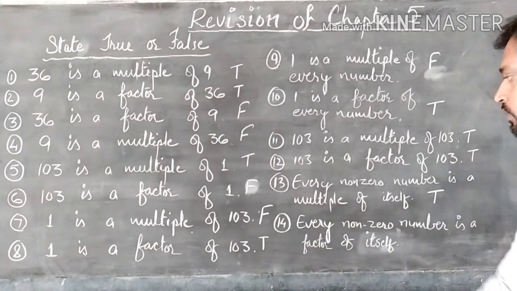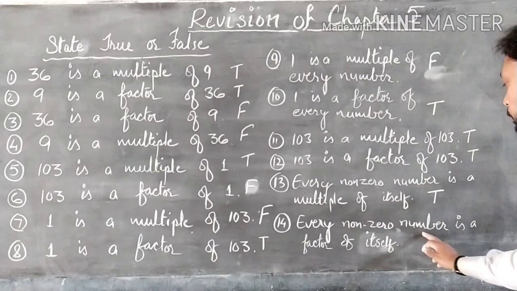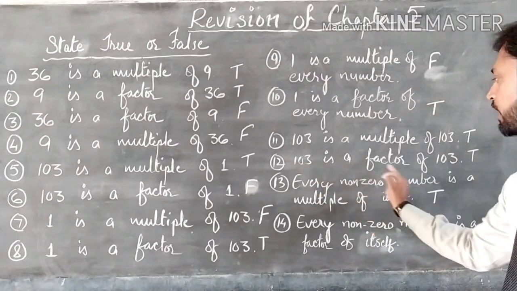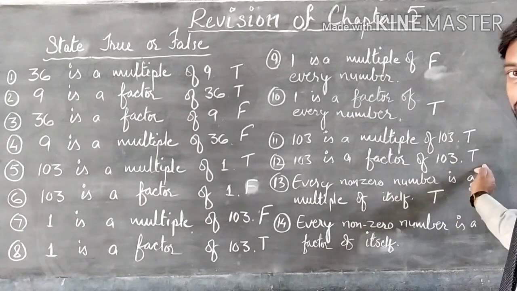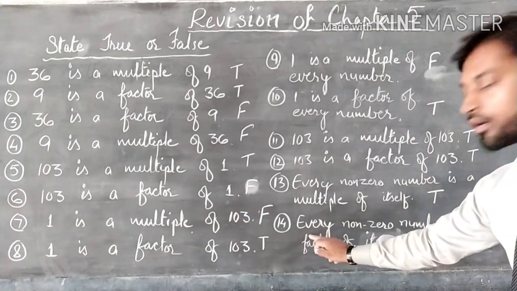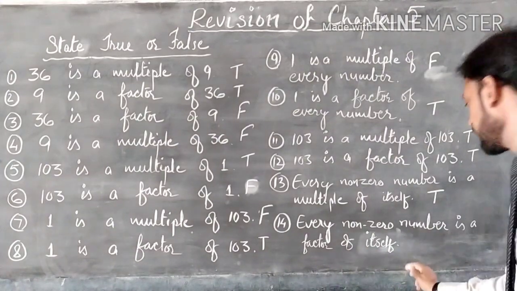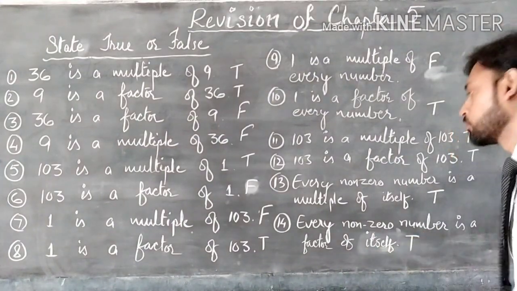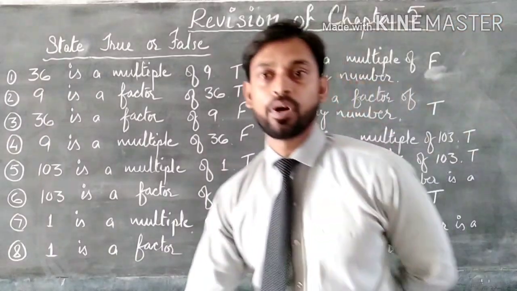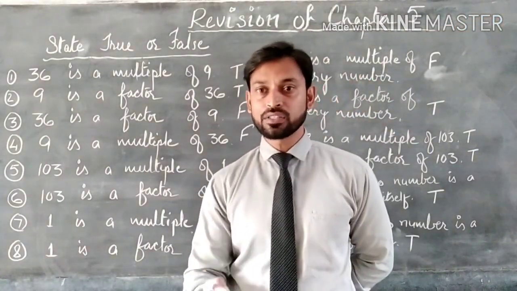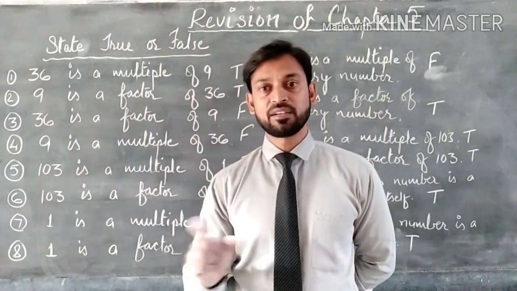Now last, every non-zero number is a factor of itself. See, 103 is a factor of 103. This is true, right? So every non-zero number is a factor of itself. Is that clear? This is also true. I hope you have understood all these important concepts regarding multiples and factors.